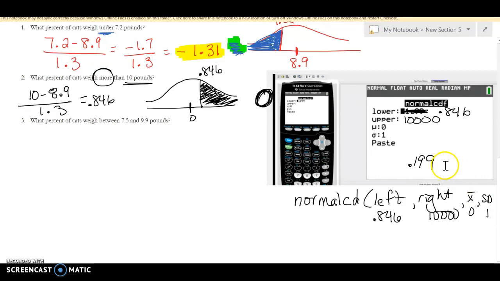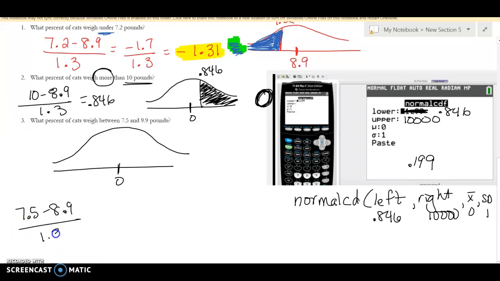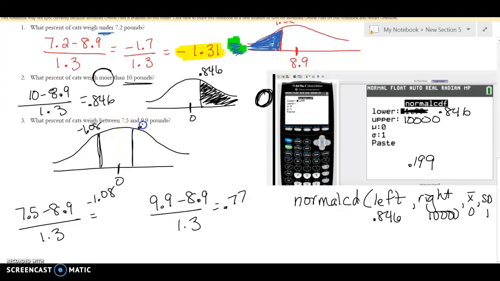Okay? All right, last one, same idea. This time, I have an in-between weight, so I have 2 z-scores I have to find. 7.5 minus 8.9 and 9.9 minus 8.9. The one on the left is negative 1.08, so that's over here. And the one on the right is 0.77, so that's right about here. And now it says between. So for between, I shade in between.